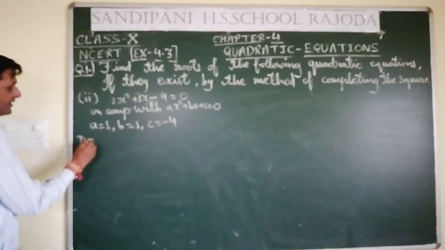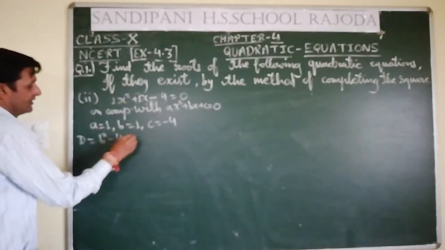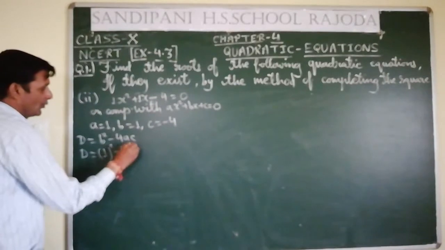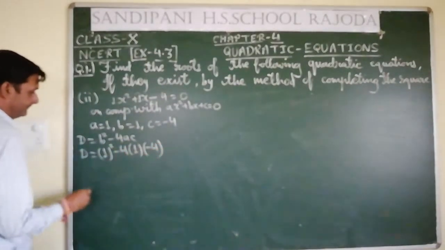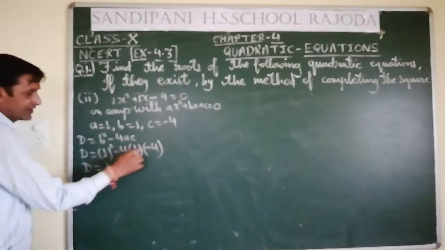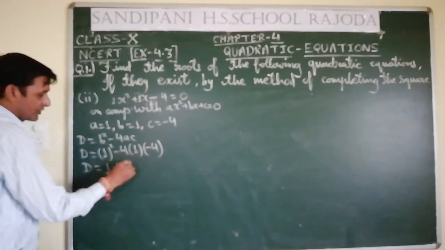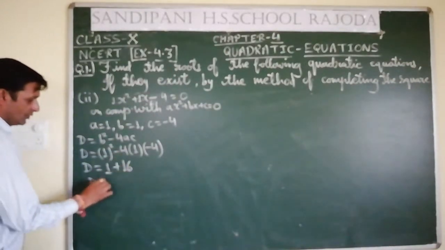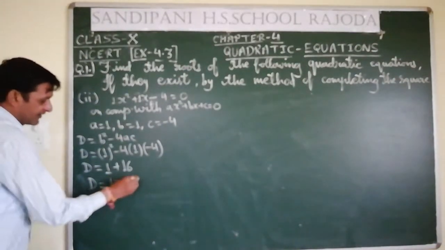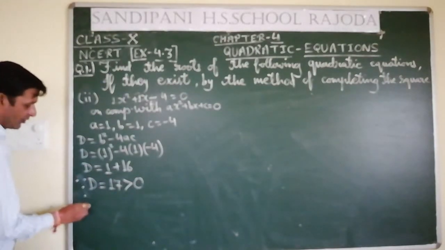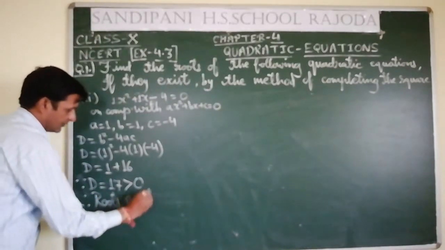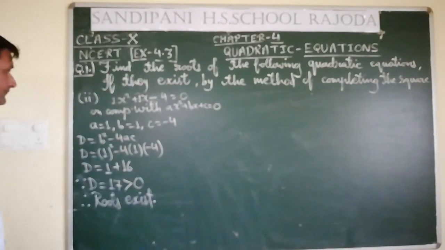Now the discriminant is equal to b² - 4ac. So D is equal to the square of 1 minus 4 into 1 into minus 4. They are in multiplication. So D is equal to 1 squared is 1. Now minus into minus will be plus. 4 1s are 4, 4 4s are 16. So D is equal to 17. D is equal to 17 means it is greater than 0. Because D is greater than 0, therefore roots exist. This is one part.